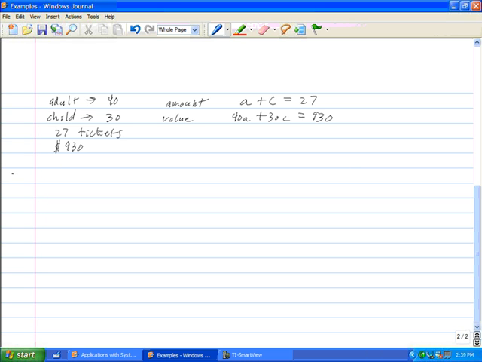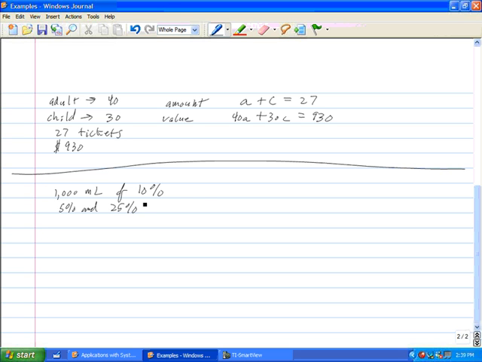Let's look at one more example of setting up a mixture problem. Let's go back to the pharmacy. Let's say the pharmacist needs 1,000 milliliters of a 10% solution. On hand, there is only a 5% and a 25%. So, how do we mix?